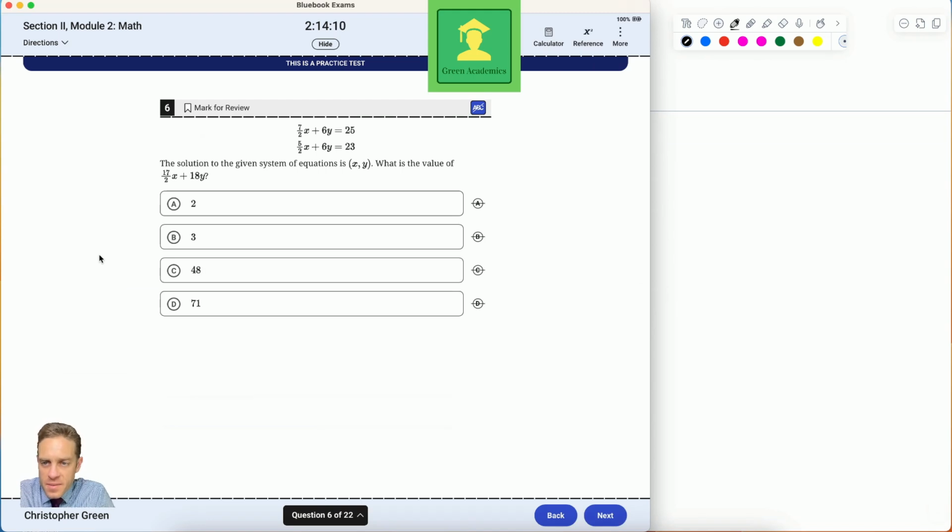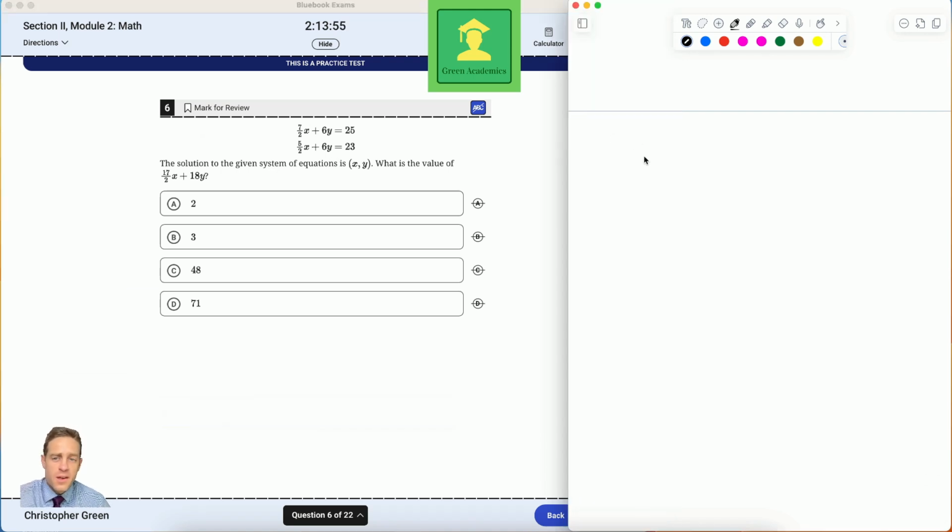Okay, that's a system. The solution to the given system of equations is x, y. What is the value of 17/2 x plus 18y? But notice that in this case, if you simply subtract the bottom expression in place from the top expression, it collapses to be something basic. So 7/2 minus 5/2 is 2/2, which is 1. So it collapses all the way to just this plus nothing. So 0y, I'm going to say, is 2. So x itself is 2.